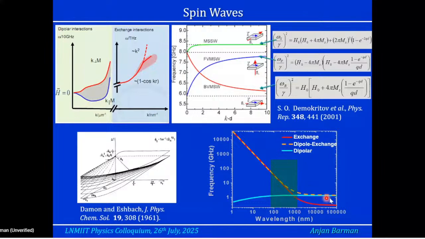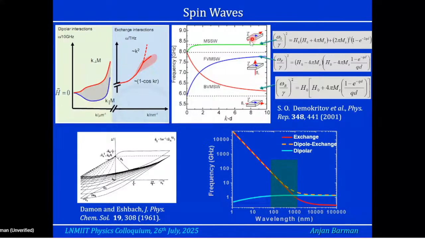Dipolar and exchange spin waves merge, and this is something called the dipolar spin wave, the surface wave, and the volume wave. The surface wave basically propagates through the surface of the material, and the volume wave can penetrate into the bulk of the material. Okay, and this is called magnetostatic surface spin wave, and you can see that this blue color is the wave vector direction, and the red color is the field or magnetization direction.